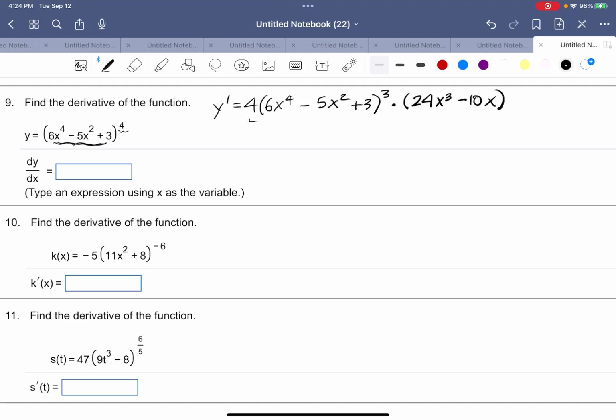So it's the full derivative first, using the power rule, because that's a power, times the derivative of what's on the inside, which was this trinomial. So this is the final answer, and we'll leave it in that format. I would not be concerned with multiplying it out. Just leave it in factored form like that.